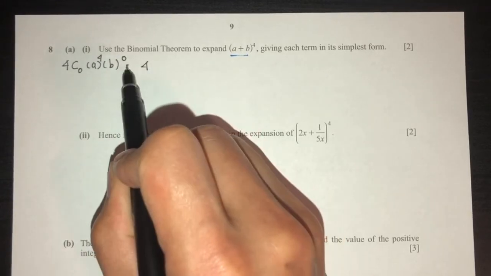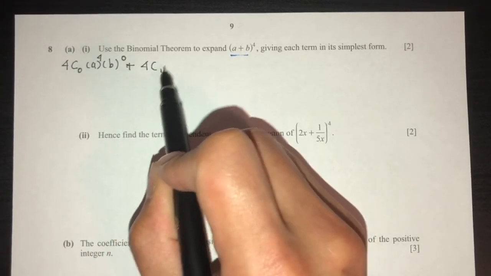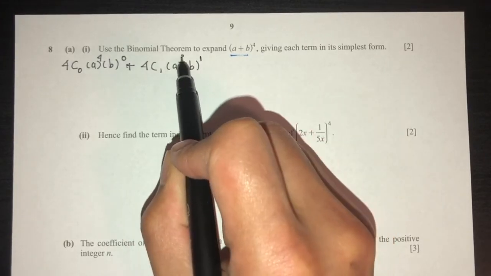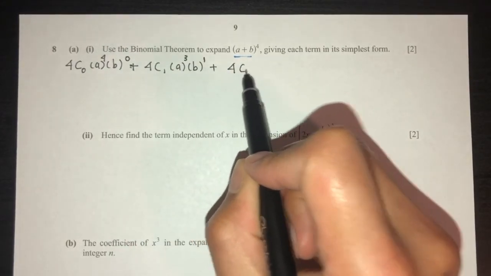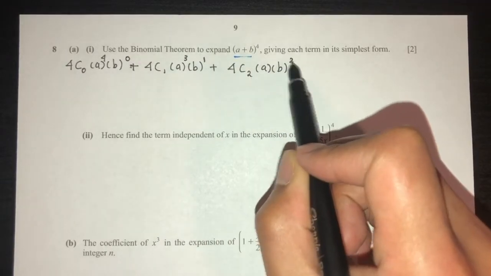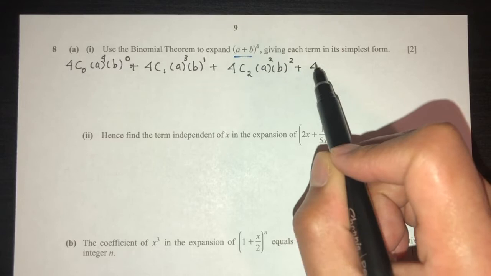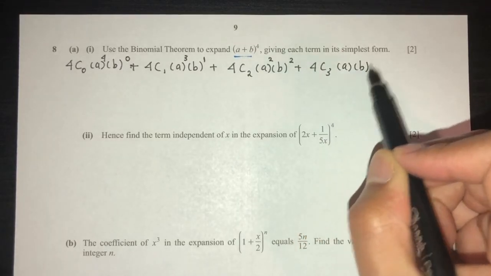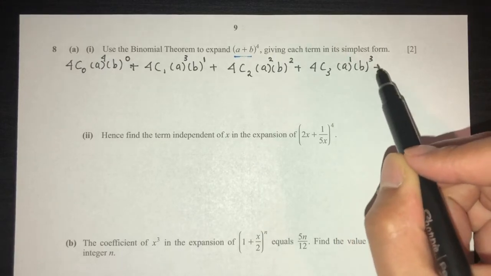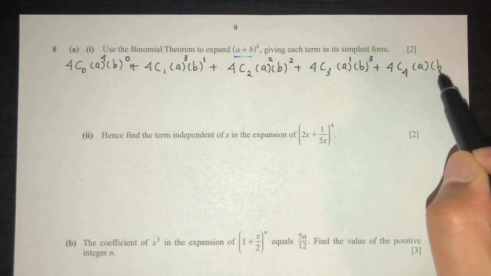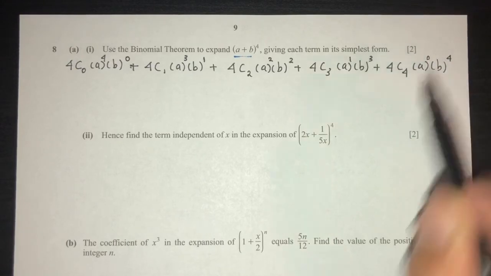Next one, plus 4 choose 1. You have a and b, 1 here, and this will be 3. 4 choose 2, a, b, that will be 2 and 2. Plus 4 choose 3, that will be a and b, 3 and 1. And finally 4 choose 4, that will be a, b, that will be 4, and this will be 0.